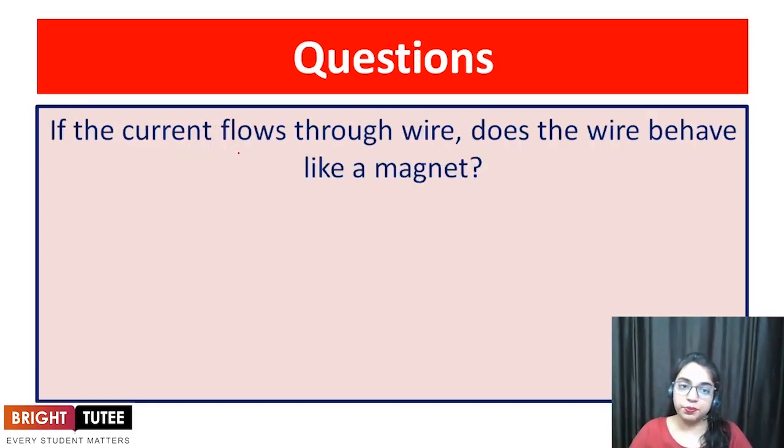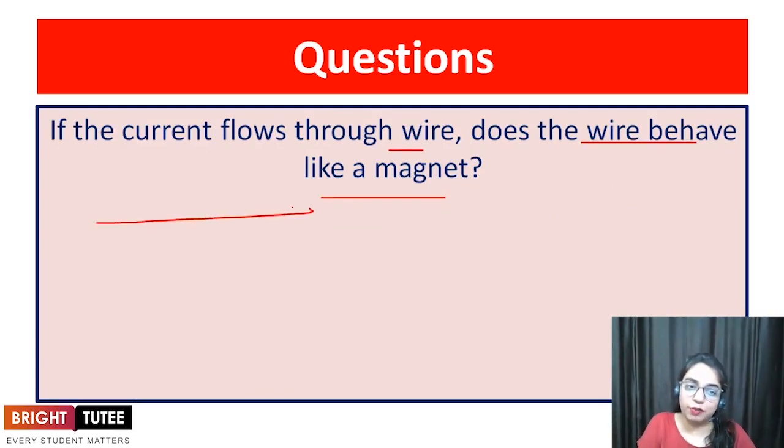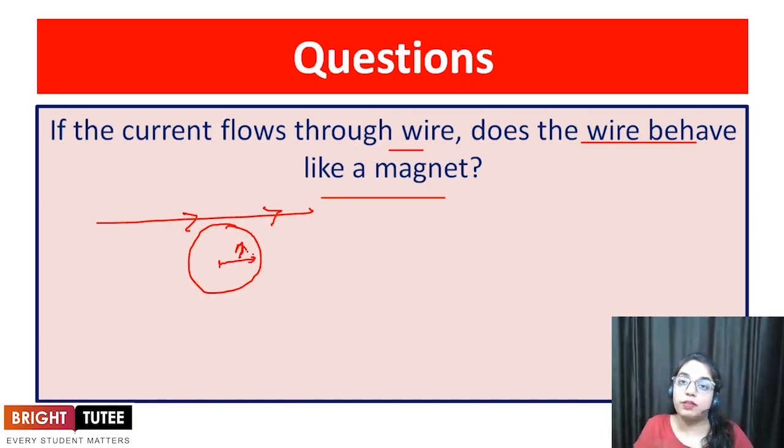Okay, so the next question is, if the current flows through a wire, does the wire behave like a magnet? Yes children, if the current is flowing through a wire, it will start behaving like a magnet. And how can we verify it? We can verify it by bringing a compass near it, and when the current flows through the wire, the needle will show a deflection indicating that the wire has started behaving like a magnet.